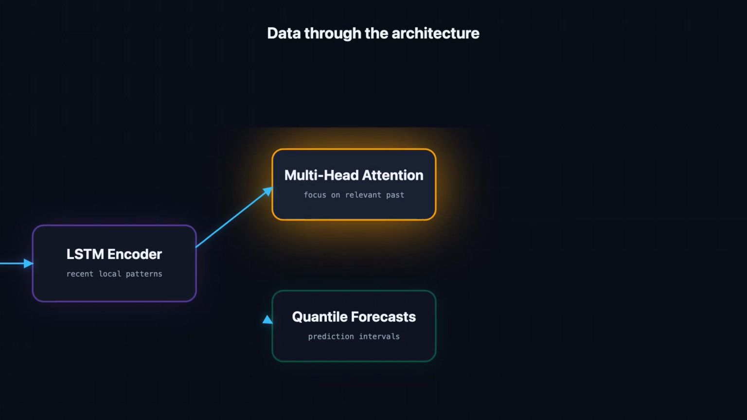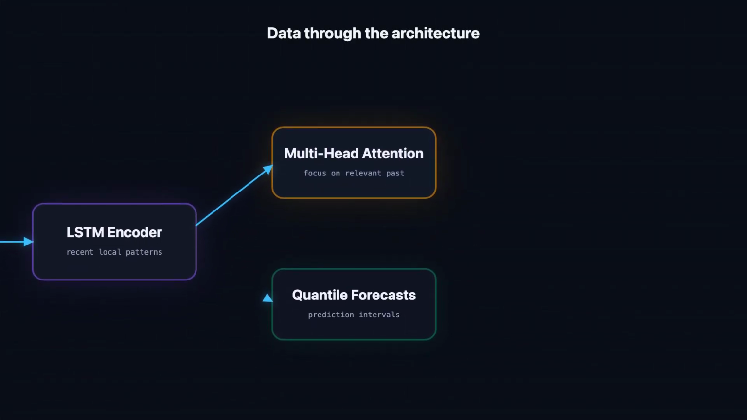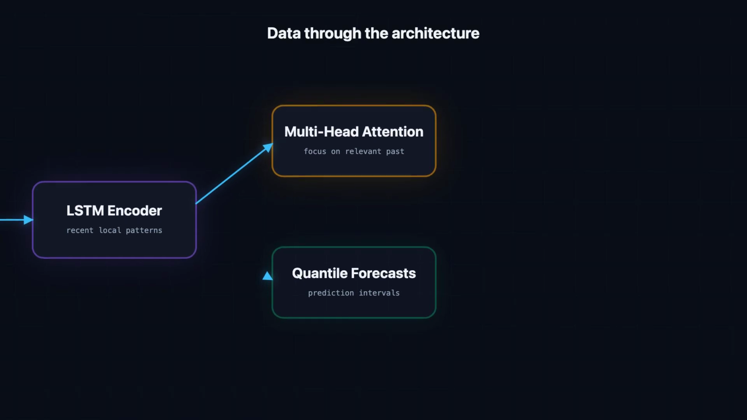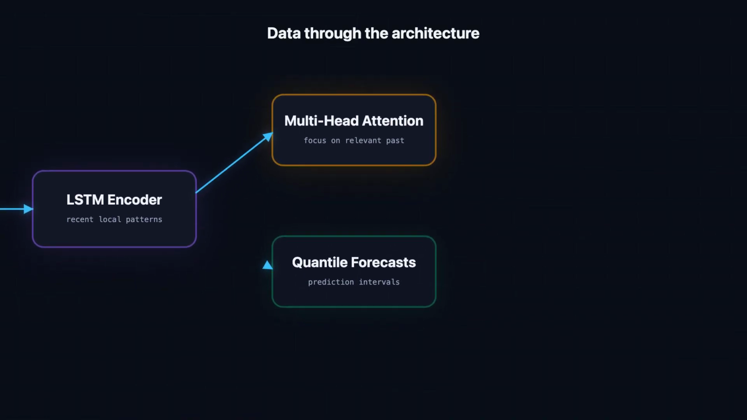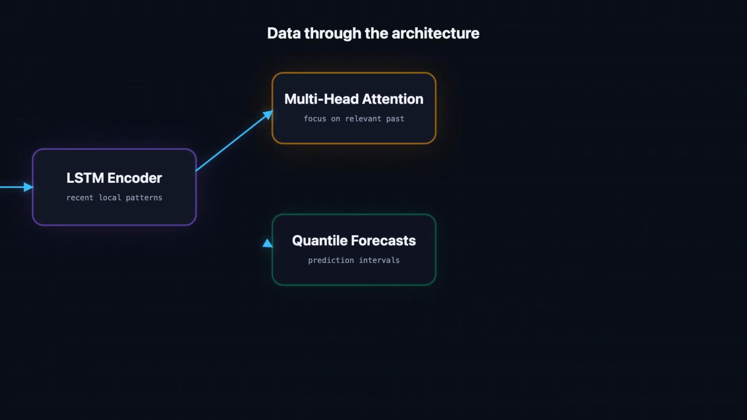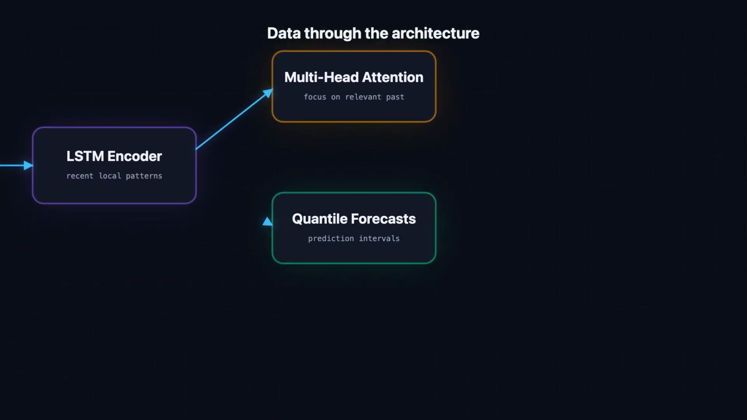Then an attention layer with multiple heads takes a wider view. It lets the model reach back and focus on the relevant moments in the past, even ones far from the present, across long horizons. And because it's attention, you can inspect which past time steps it actually leaned on.